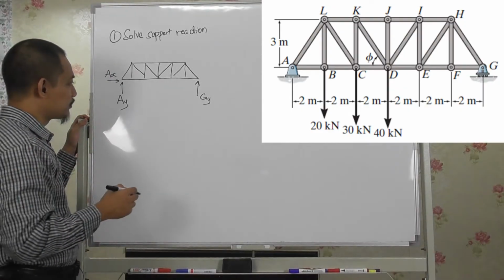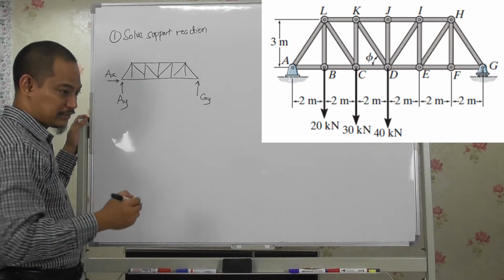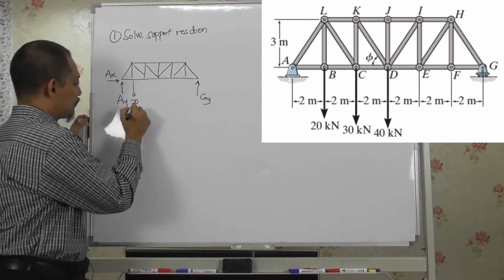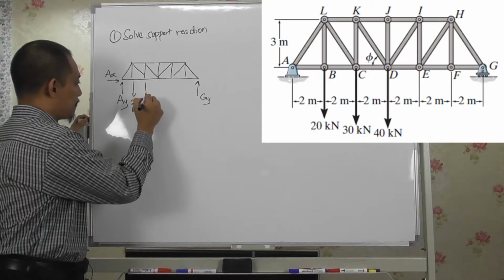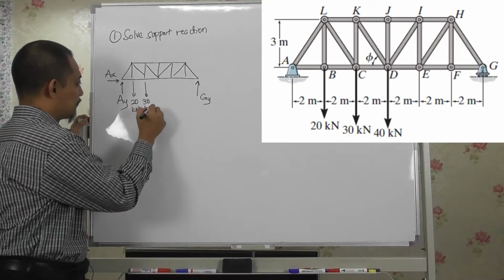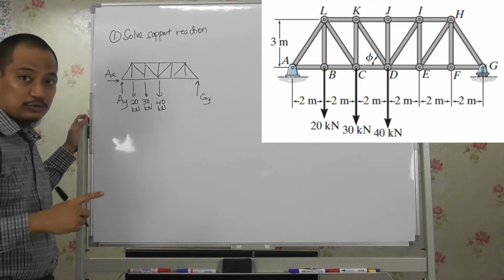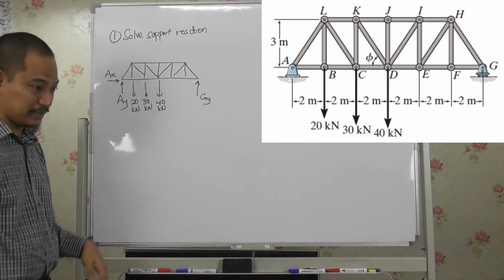And then you have the force at point B, C, and D. So you have, where is it? Here, 20 kilonewton, 30 kilonewton, 40 kilonewton. Okay, so my drawing is too small, hence it becomes too tight like that.